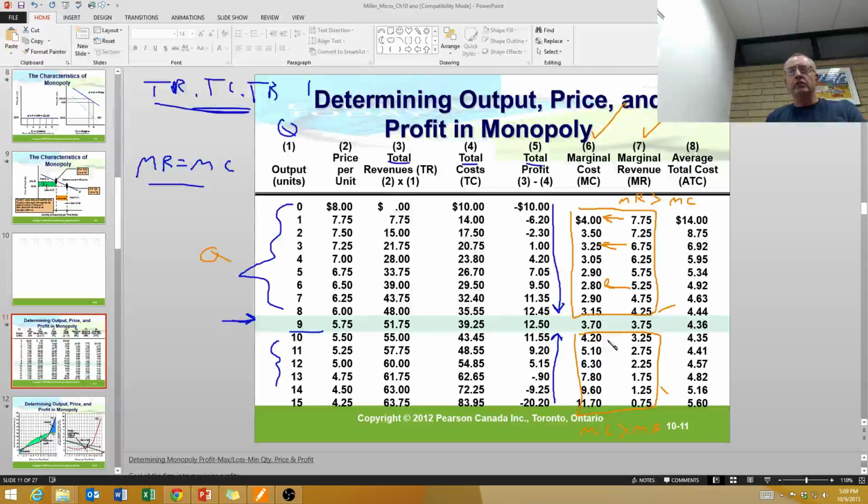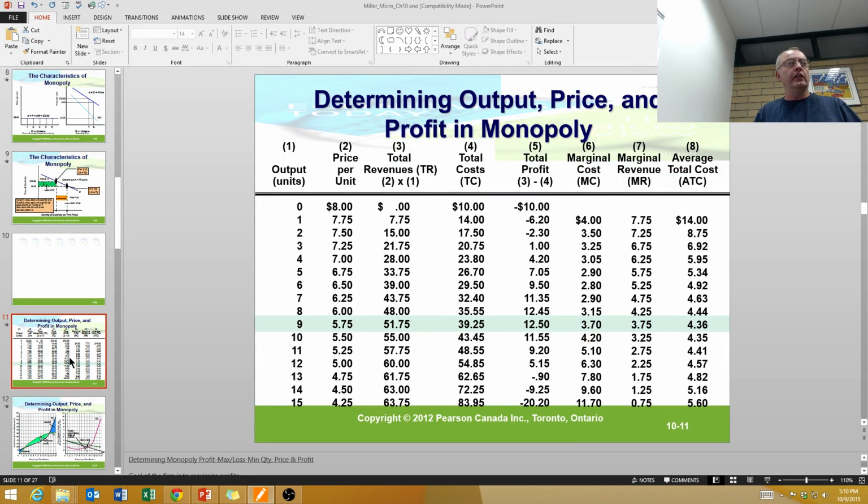For every one of these levels of output, so 10 all the way up to 15, marginal cost exceeds marginal revenue. So that tells us if we reduce our quantity of output, we can increase our net income by reducing our losses on these particular units, because if marginal cost exceeds marginal revenue, we're losing money on those additional units. So again, using the second approach, we come to the same conclusion as we did with the first approach, that the profit maximizing quantity is 9 units.